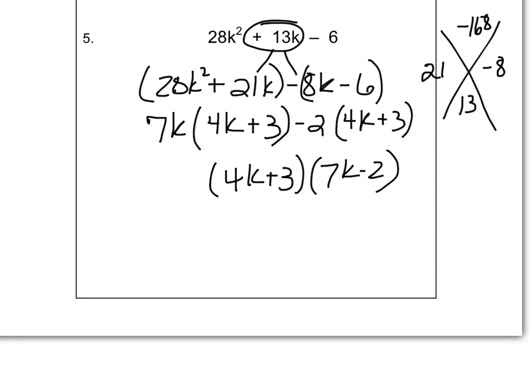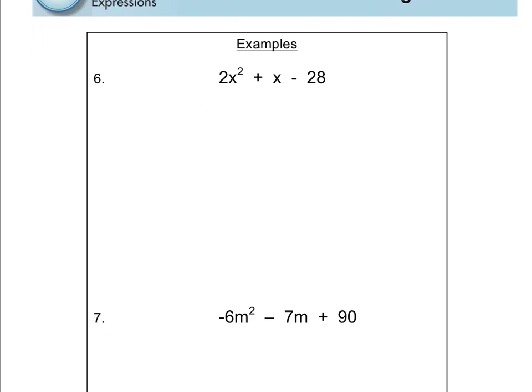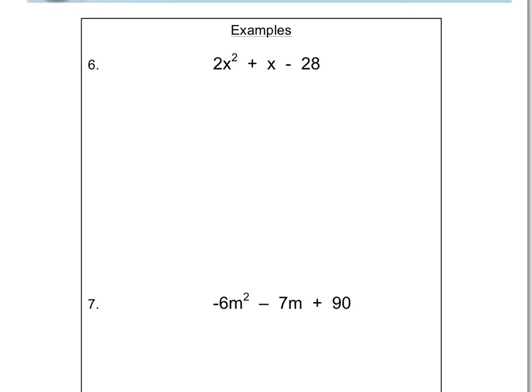Okay. All right, let's take a look at this page now. So, we're looking at example number 6. Again, there's no number that goes into 2, 1, and 28. And the key here is this middle term looks a little bit different on this one. So 28 times negative 2 is negative 56. So I need factors of negative 56, and there's no number there.